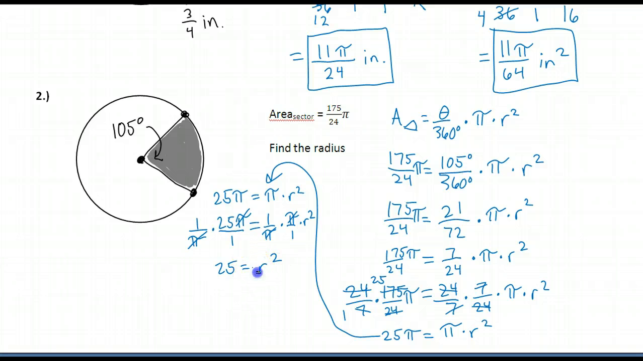Keep solving for r by taking the square root of both sides, and I'm left with r equals 5. Now technically I have two answers here, -5 and +5, but my radius is never going to be -5. So I'm going to only worry about my +5 answer.